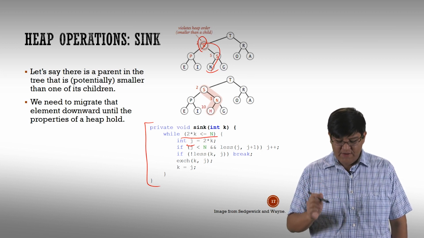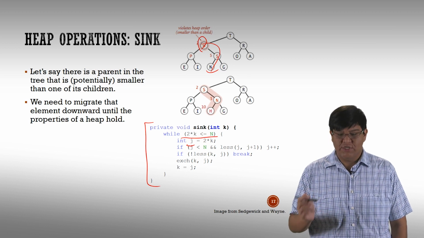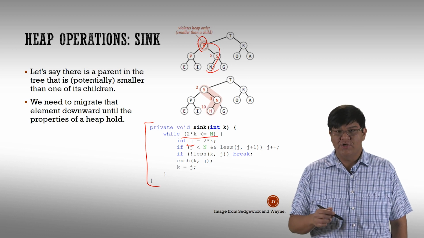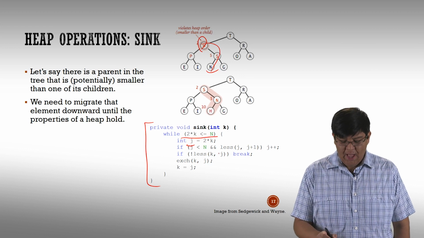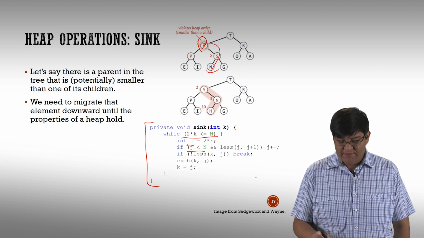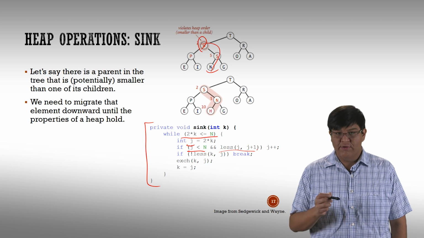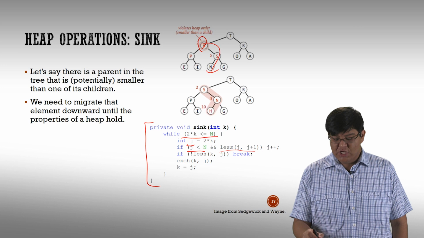All right, so I have my J value, and I want to check to see if I have another better candidate. So I have a left child of k and a right child of k. I know they're going to be right next to one another, so they're at 2 times k or 2 times k plus 1. What I'm going to do here is check, am I in bounds? And if I am in bounds, is the left child less than the right child? That's what that code there is checking. Is j less than j plus 1? Is the left child less than the right child? If it is, j plus plus.